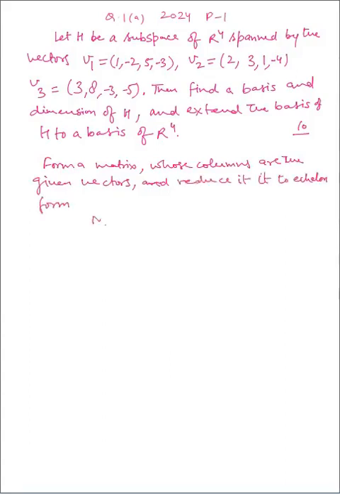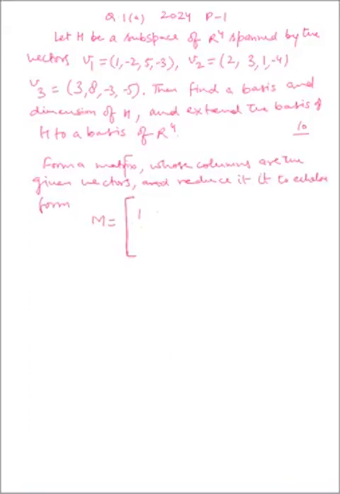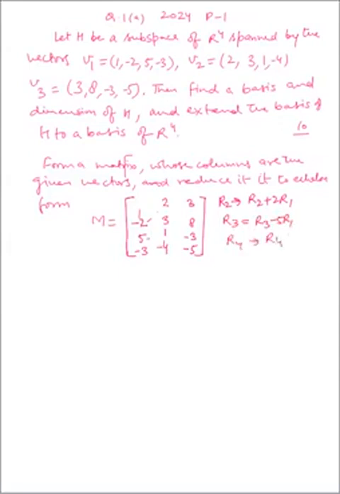So we denote by M the matrix with vectors 1, -2, 5 and -3, then 2, 3, 1, -4, then 3, 8, -3 and -5. These are the vectors written in column form. Row operations लगाते हैं and we find the echelon matrix. R2 becomes R2 plus 2R1, so this element will be 0. R3 is R3 minus 5R1, so this will be 0, and R4 becomes R4 plus 3R1.